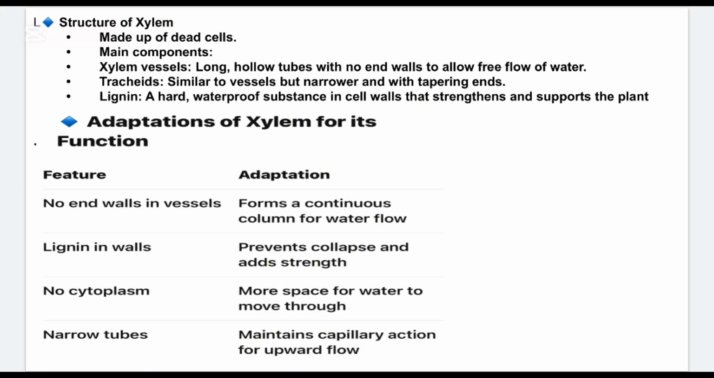Structure of the xylem, which was shown there. The structure of the xylem is made up of dead cells. Other main components of the xylem include the xylem vessel, which is a long, hollow tube with no end walls to allow free flow of water. The tracheids, which are similar vessels but narrower and with tapering ends. And you also have the lignin. This is a hard, waterproof substance in the cell wall that strengthens and supports the plant, which simply means that xylem does not just conduct water alone in plants, it also helps in providing support and strengthening the plants.